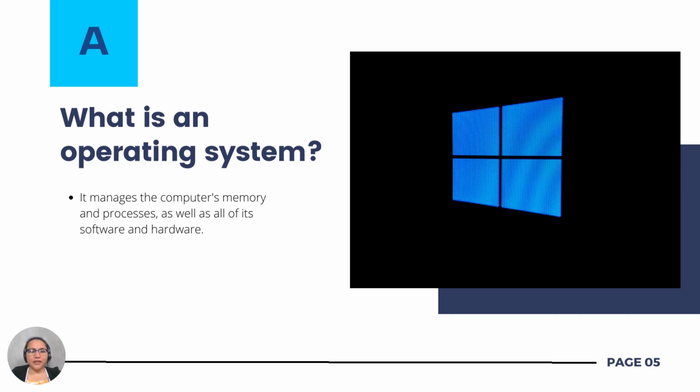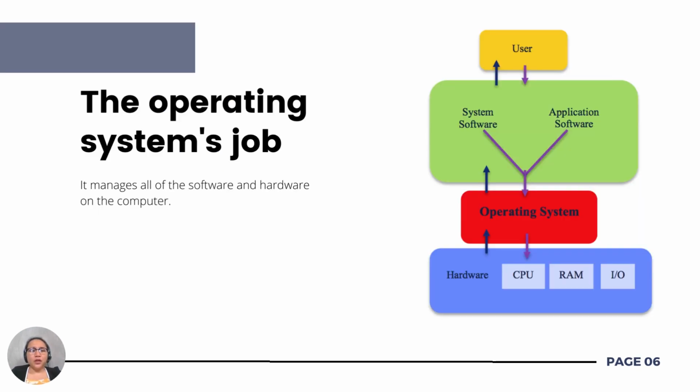Without an operating system, even if you type so many characters using your keyboard, even if you click your mouse, nothing will happen. Okay, so that's the operating system. Your computer operating system manages all of the software and hardware on the computer, as mentioned earlier.